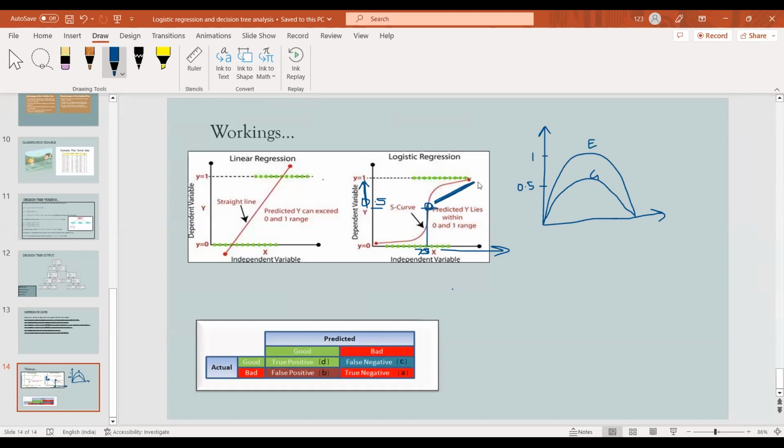All the people who are lying in this area will be categorized as 1. It means that they are obese. And all the people who are less than maybe 70 kgs will lie in this area, and the probability will be less than 0.5. So they will be categorized into class 0, which is not obese.